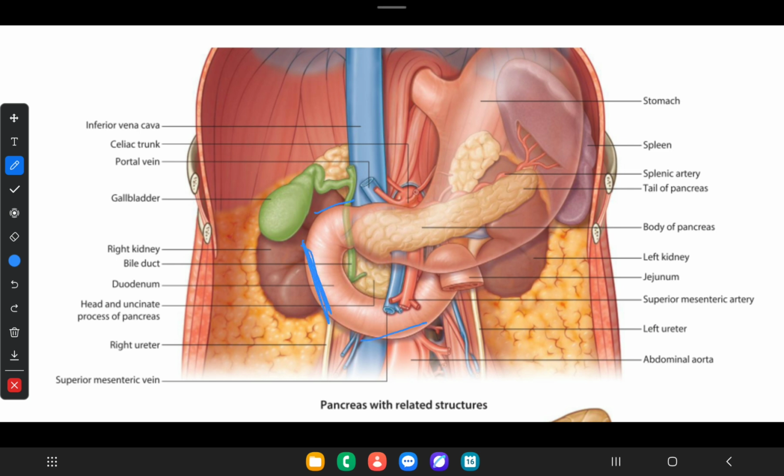Here is the right. The head is enclosed in close relation with the duodenum, and the pancreatico-duodenal arterial arcades, which cannot be seen here, also lie in the groove between the duodenum and the head of the pancreas. I will show you that in another picture.